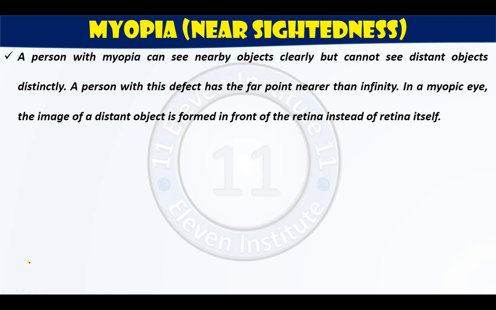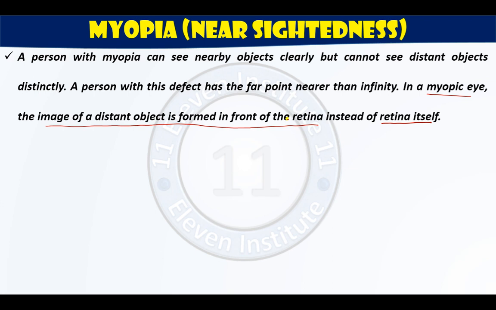Let us read ahead. In a myopic eye, the image of a distant object is formed in front of the retina instead of on the retina itself. This is the main problem. Generally, the image is formed on the retina itself. But for a myopic person, the image of a distant object is formed in front of the retina. Now, the image is not formed exactly on the retina, hence we are not able to see that object clearly.